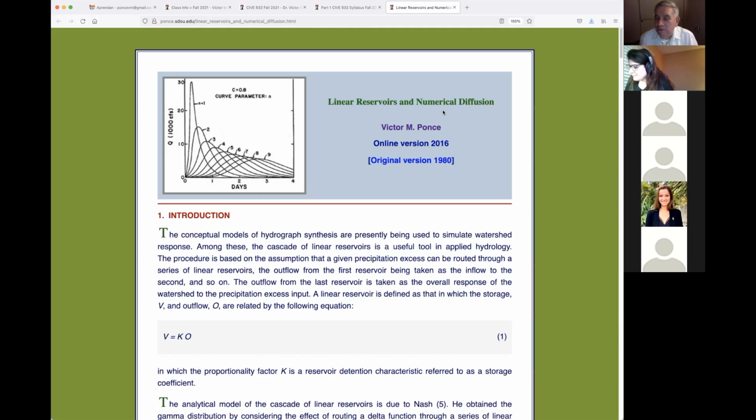Cascade of linear reservoirs. But then if you go to Chow, the 1964 book of Chow, the Handbook of Applied Hydrology, and you look up, it's a very thick book. It's about 3 inches thick. It's about 1,500 pages.